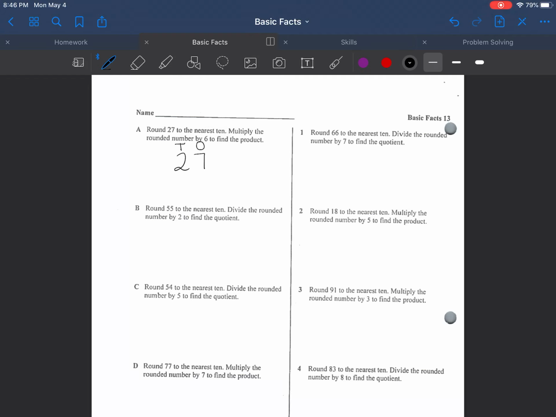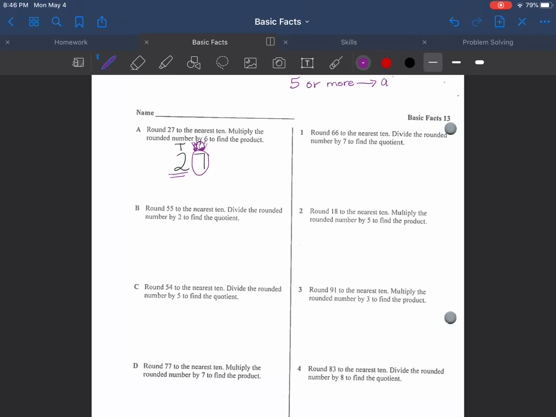27. Let me get the pen, sorry. 27 to the nearest 10. Remember, these are my ones and these are my tens. They want me to round to the nearest 10, so I underline it. The rule says, circle the number to the right. I'm going to put some ojitos because this is the one we're going to be looking at.